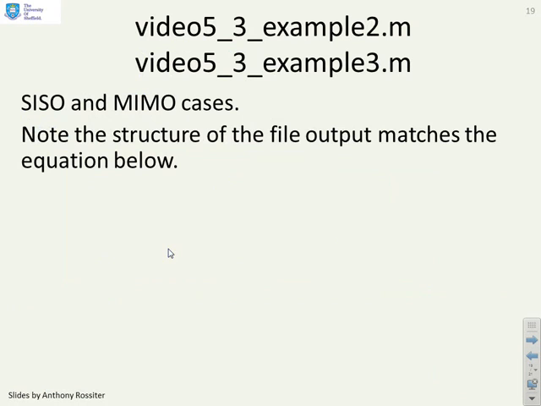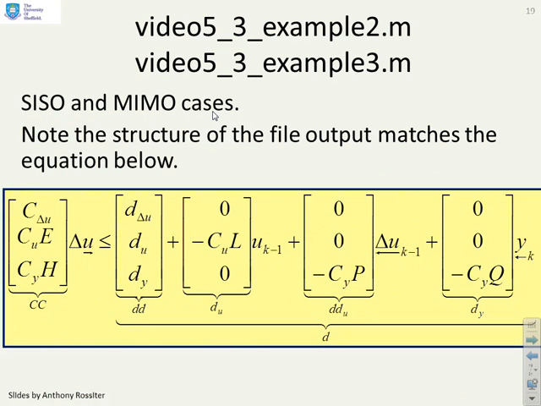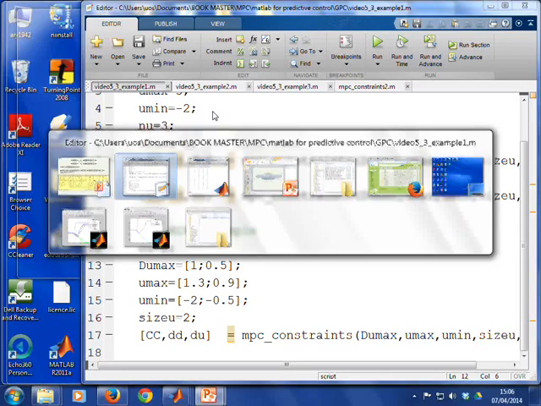Okay. Now, next one, we've got video 5.3 example 2, video 5.3 example 3, which include output constraints. So now what we're looking for is we're expecting to get this CC, this DD, a DU, a DDU, and a DY. So those are the variables that we want the file to produce for us. So let's just have a look. We'll go back. There it is.